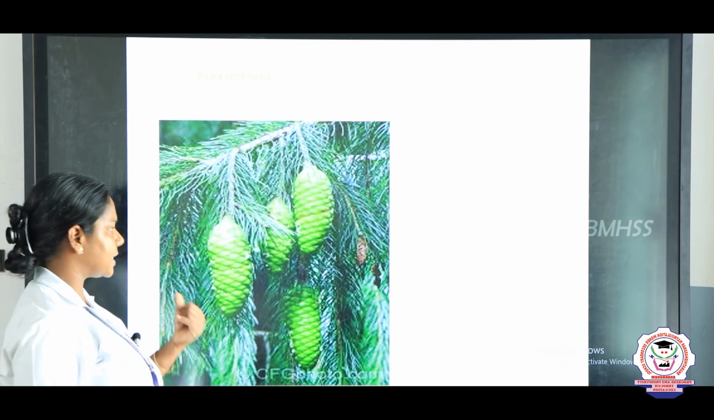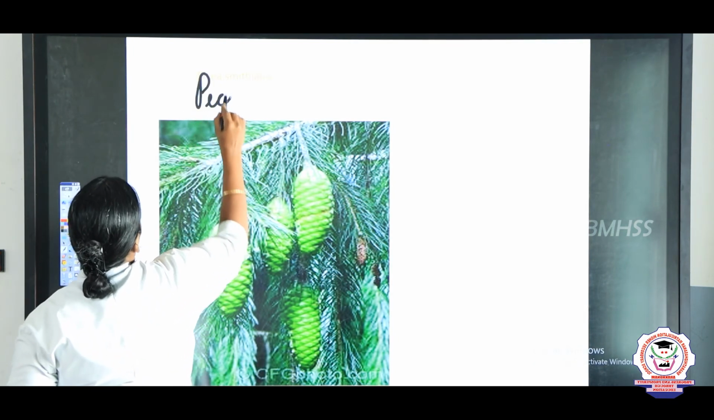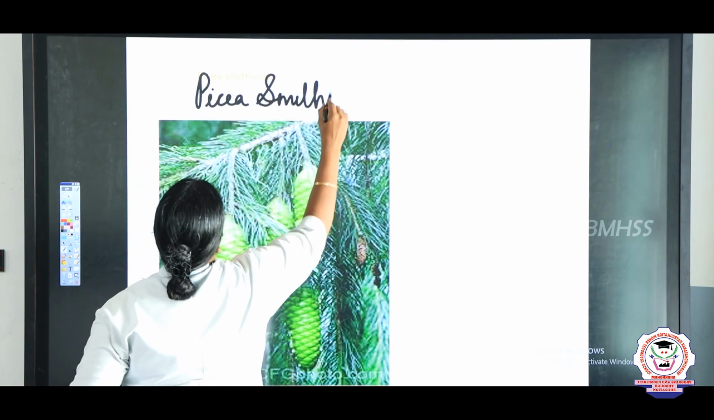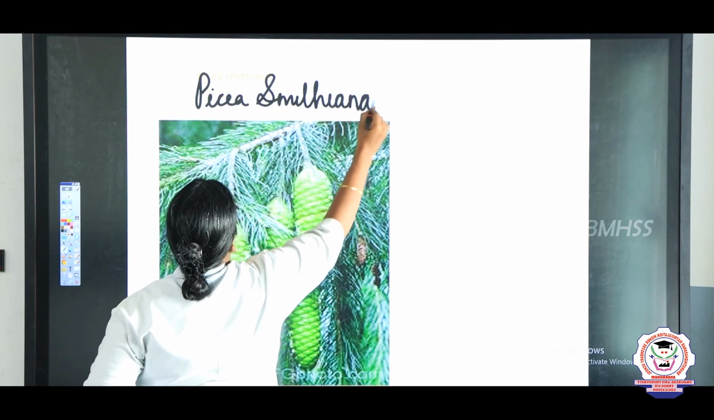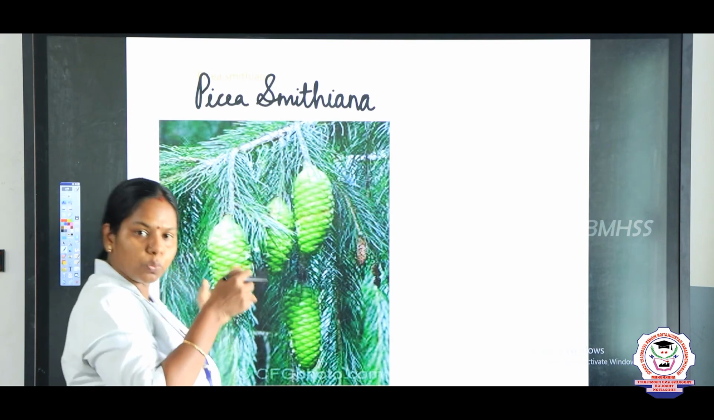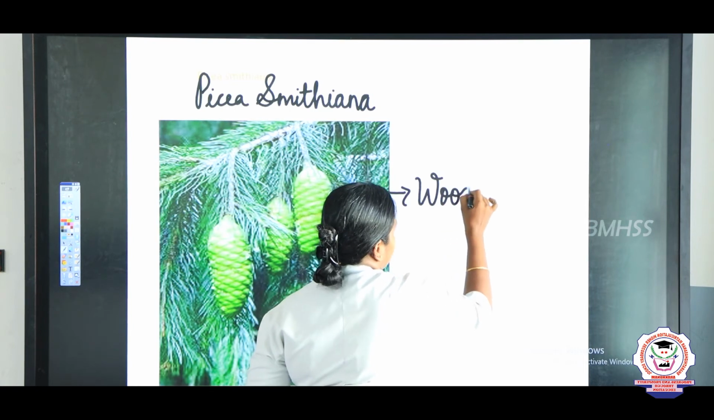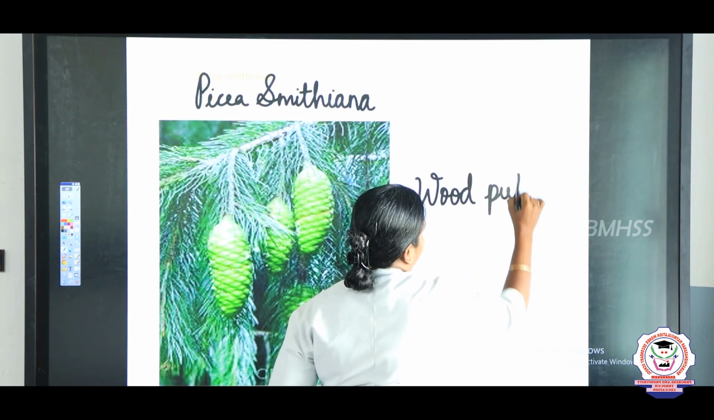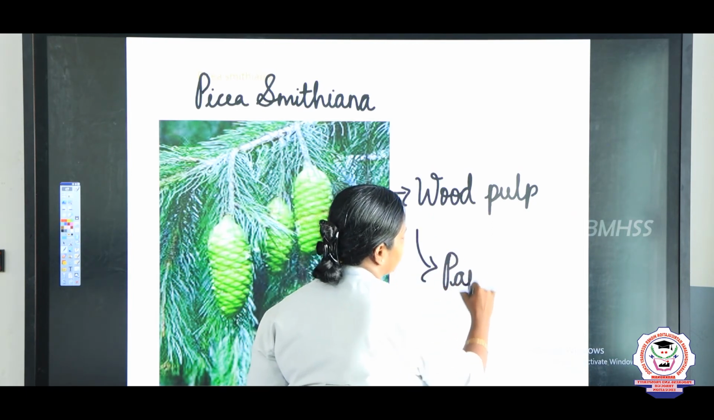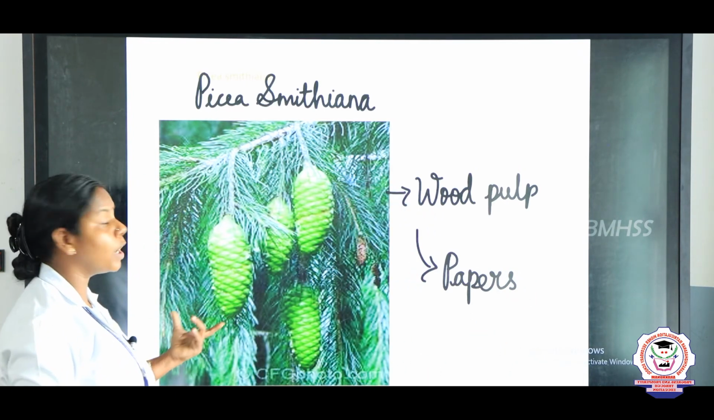Next, we are going to discuss the economic importance of a plant called Picea smithiana. What is obtained from this plant? Wood pulp, that is from the wood. We extract the wood pulp, and it is used for making paper in the paper industry. So, what is obtained? Wood pulp.